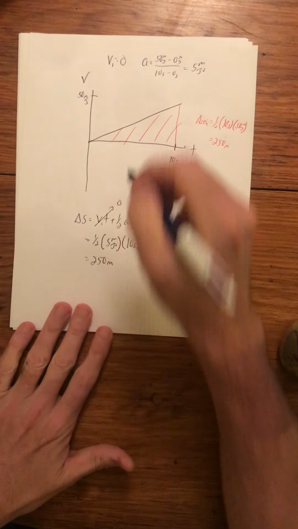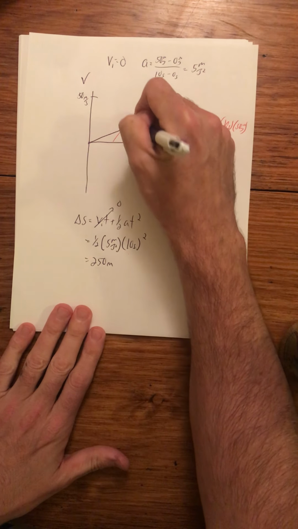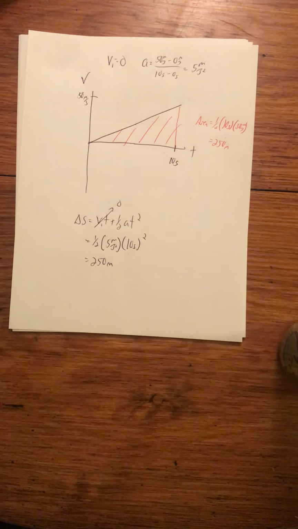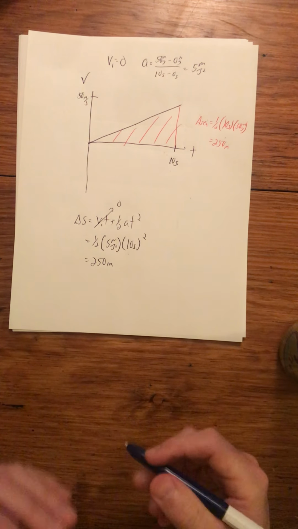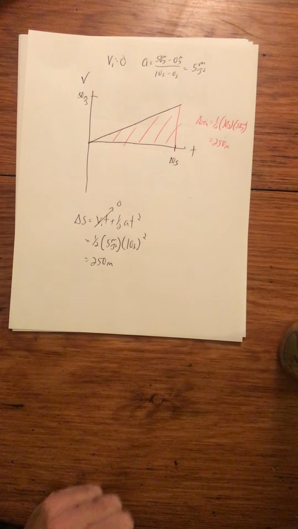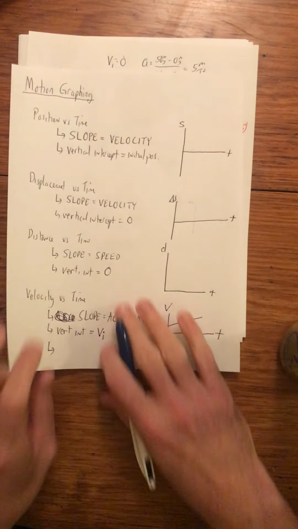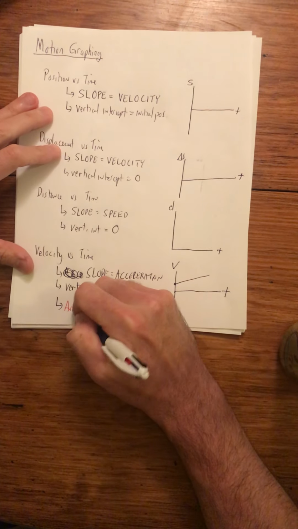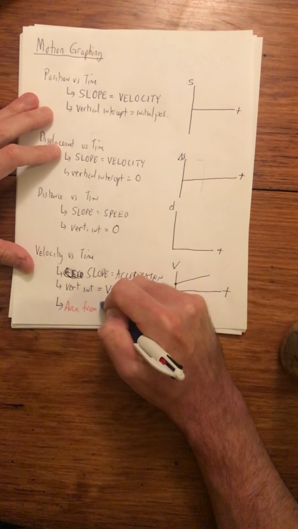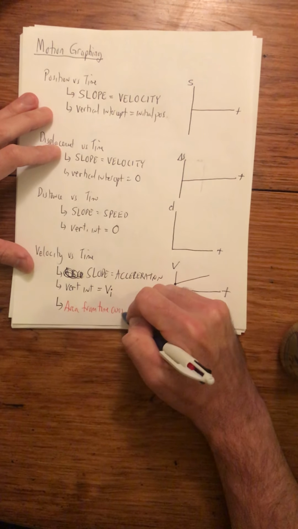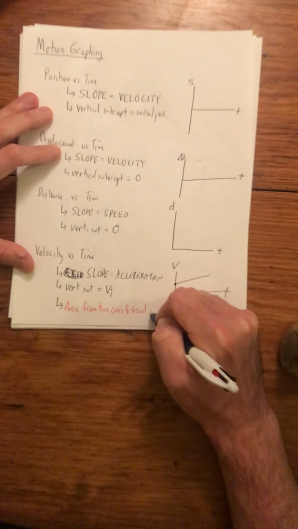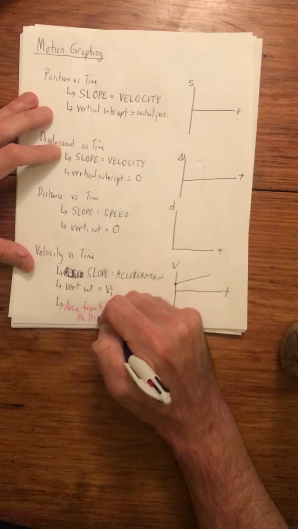The area from the time axis to the trend is the displacement of this object, okay? And so that's our last graph fact. So I'm going to go back to the beginning and write that down. The area from time axis to trend is the displacement.